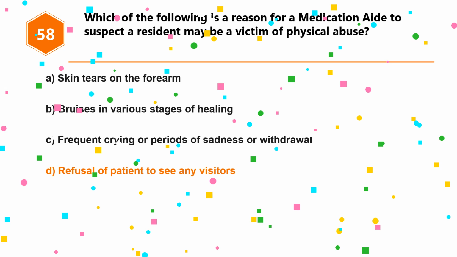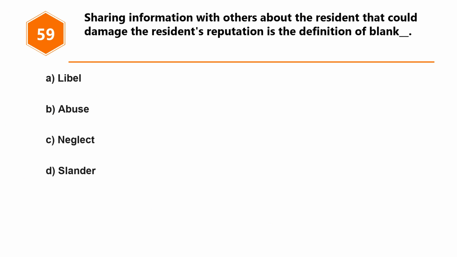Option D. Refusal of patient to see any visitors. The correct answer is option D. Refusal of patient to see any visitors. Question 59. Sharing information with others about the resident that could damage the resident's reputation is the definition of blank blank. Option A. Libel. Option B. Abuse. Option C. Neglect. Option D. Slander.